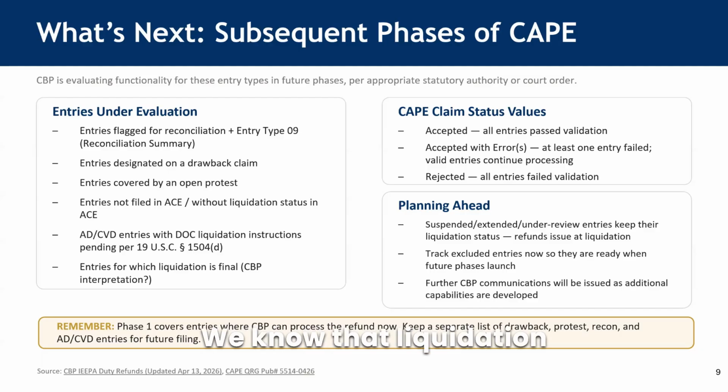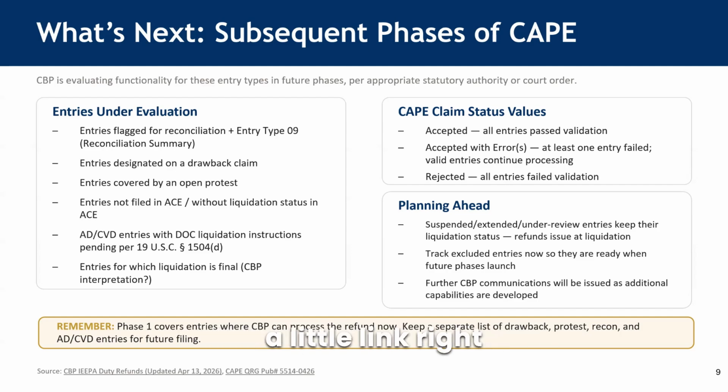We all know that liquidation isn't final until you've exhausted your 180-day protest period. So you definitely want to be keeping that in mind for protests. So that CAPE claim can be returned as accepted, and that means all entries pass the validation process. You can have some of the entries accepted with one or more entries failing the validation process.